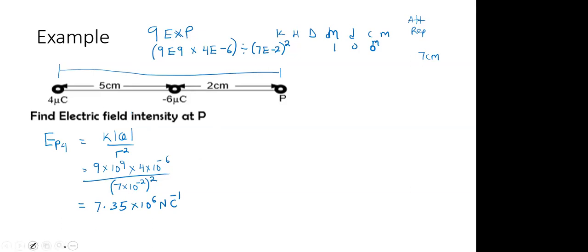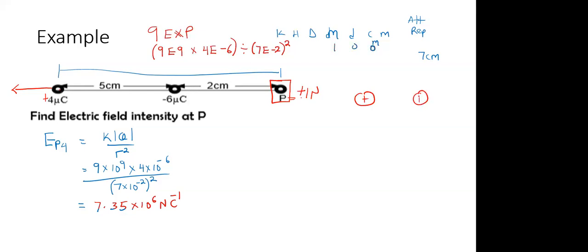So we are going to get the direction. And how do we get the direction? The direction depends. We want to find the force acting on P, the electric field intensity. But remember our definition says that this P is always a positive 1 coulomb. So now this is a positive and this is a positive. So which kind of force is between the two charges? Repulsion. Very good.